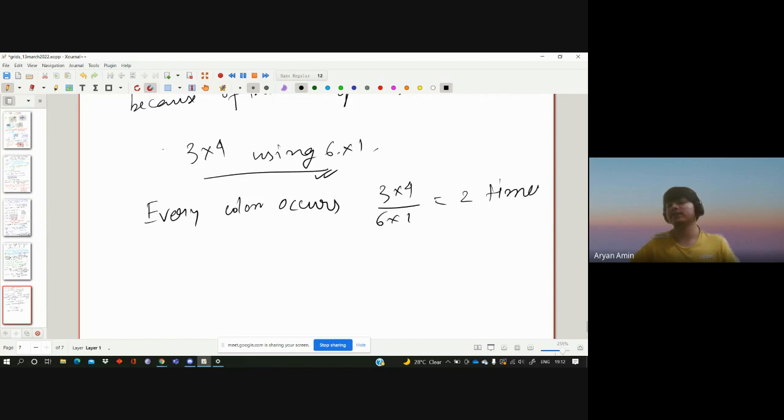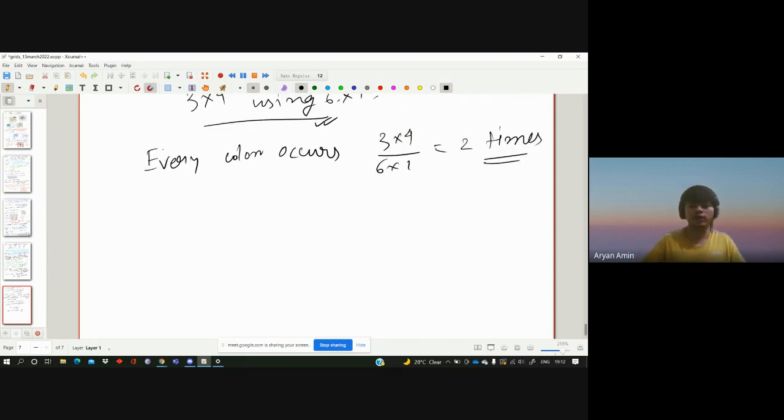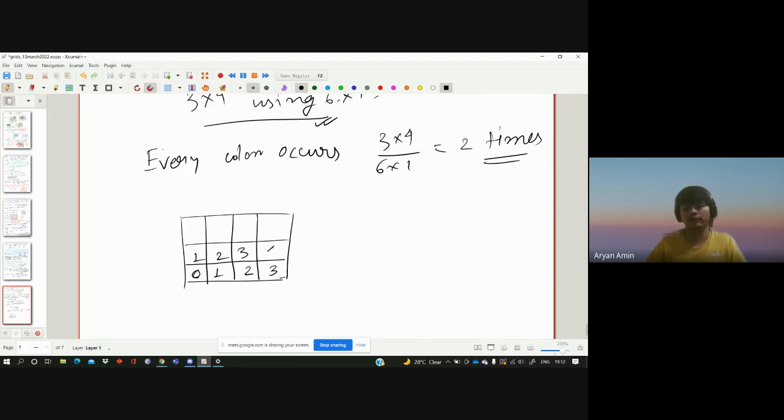Does everyone agree with this? Right. So now what we will do is we will draw the 3 cross 4, 3 rows and 4 columns. 1, 2, 3. Let's draw this mod. Now let's do the mod 6 coloring. So this is 0, 1, 2, 3, 1, 2, 3, 4, 2, 3, 1, sorry, not 1, 2, 3, 4, 5.